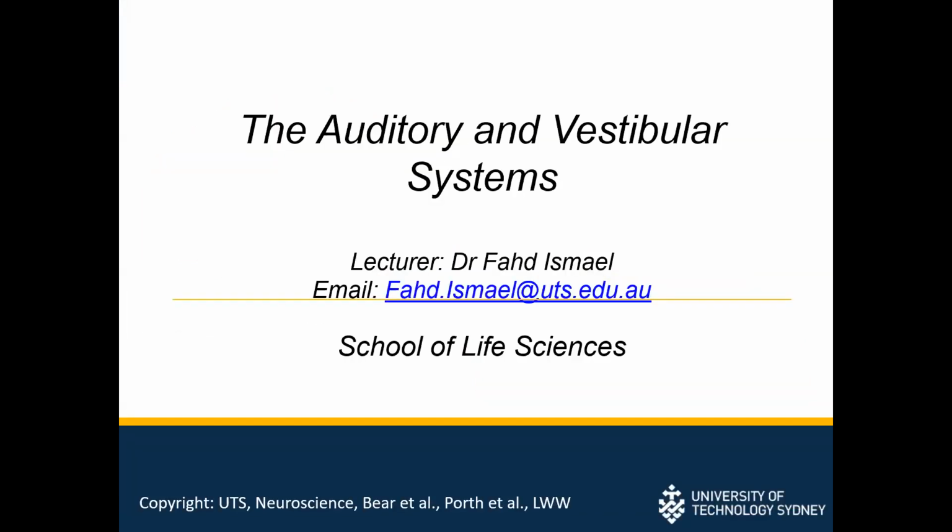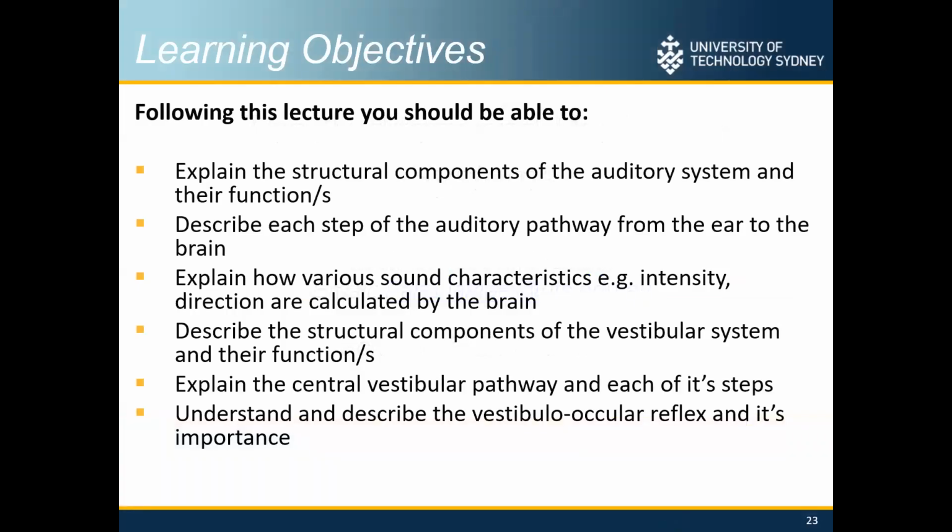So moving on to the next half of the lecture, in this section we will go through the auditory and the visual systems. So the following are our learning objectives for the second half. We will go through the structural components of the auditory system and their functions. We will describe each step of the auditory pathway from the ear to the brain. We will explain how various sound characteristics are calculated in the brain. We will look into the structural components of the vestibular system and their functions. And lastly, we will look into the central vestibular pathway and each of its steps.